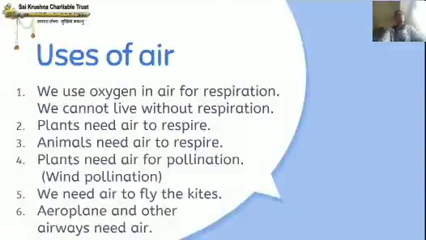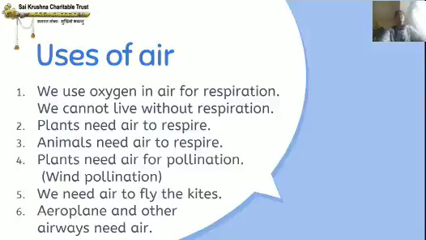Now we will understand what are the uses of air. So we use oxygen in air for respiration. As we all know, we inhale oxygen and give out carbon dioxide. So we cannot live without respiration. Even plants need air to respire. Animals need air to respire. Plants need air for pollination.